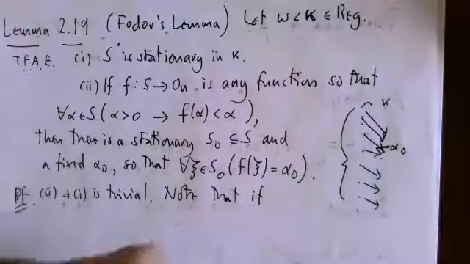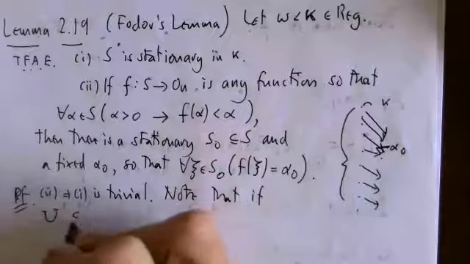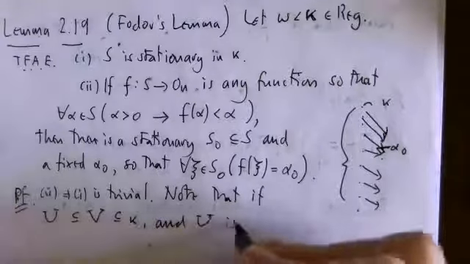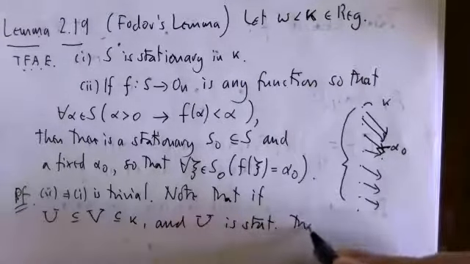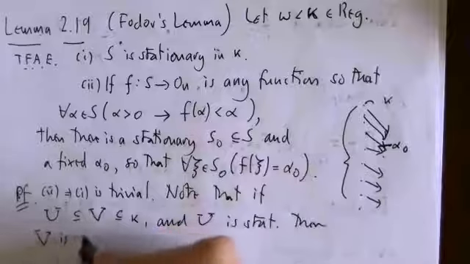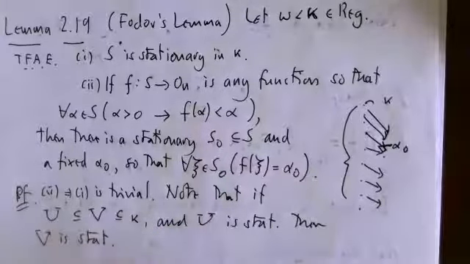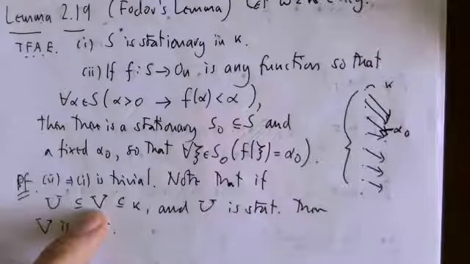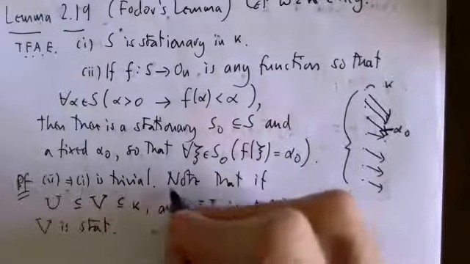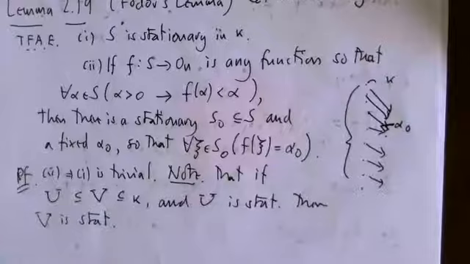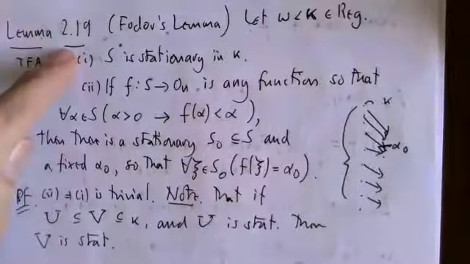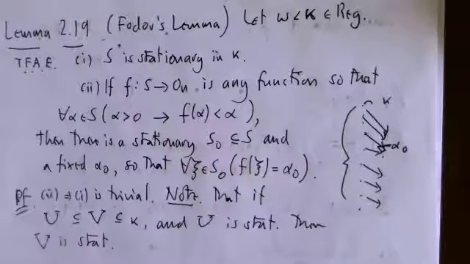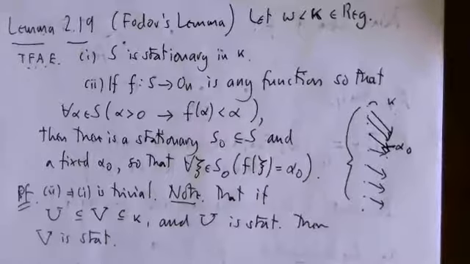Let's choose different letters: if U is contained in V, here contained in kappa, and U is stationary, then V is stationary. Why? Because if U intersects any CUB set, obviously V intersects any CUB set. So I'm not going to write that out. So 2 implies 1 because 2 says S has got a stationary subset. So obviously S is stationary. We don't have to say anything else there.